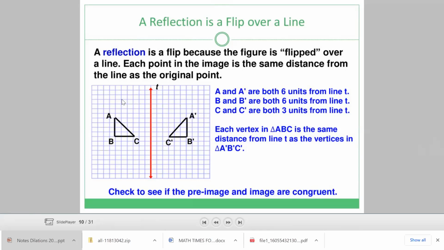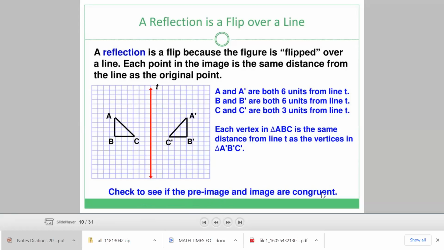Okay, in this PowerPoint, they refer to the object as your pre-image and your image as your image. So don't be confused, because sometimes that vocabulary is used instead. So you see, it says check to see if the pre-image, meaning the object, and the image are congruent. Does anyone remember what I said congruent was the last time?